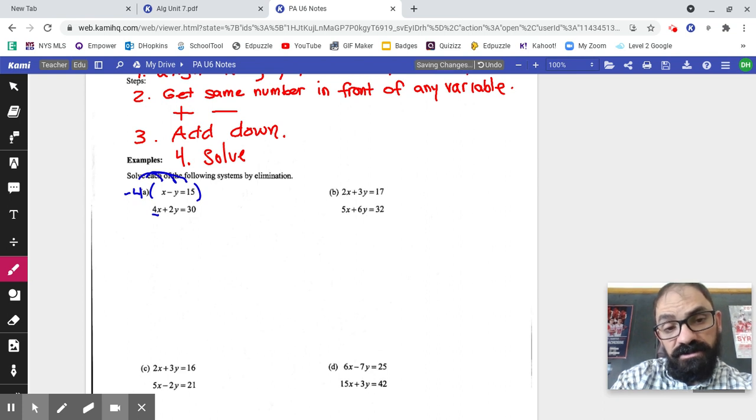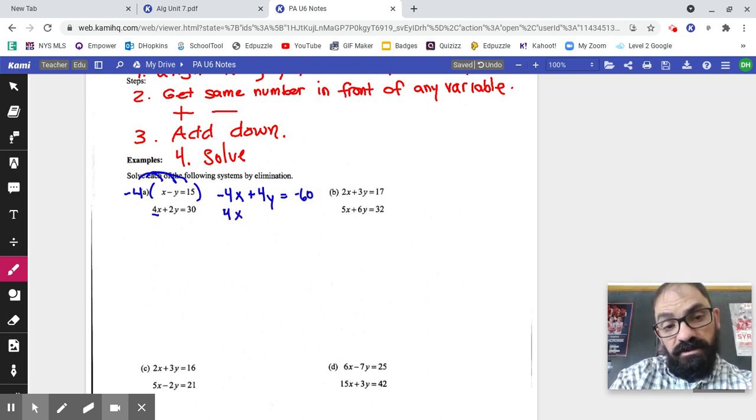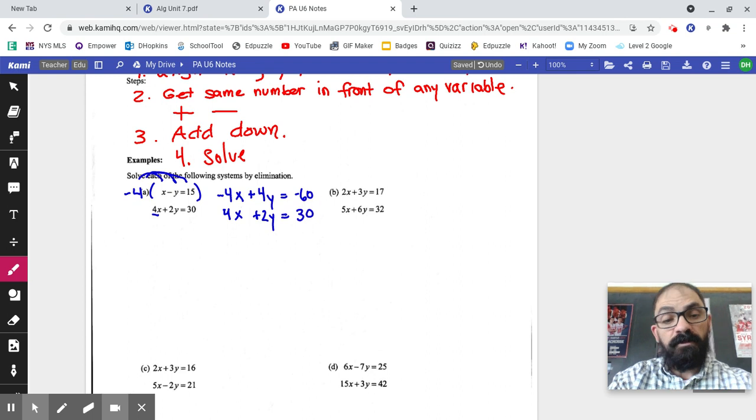Negative 4 times x is negative 4x. Negative 4 times negative y is positive 4y. And negative 4 times 15 is negative 60. Then I rewrite the bottom equation. That's going to remain unchanged. And then I'm going to add down.